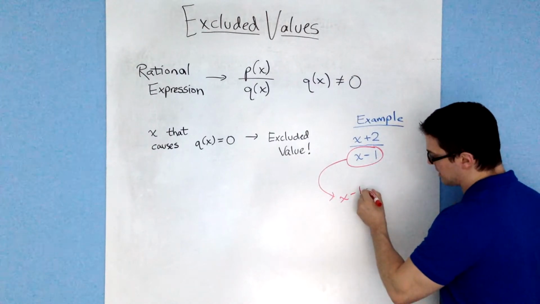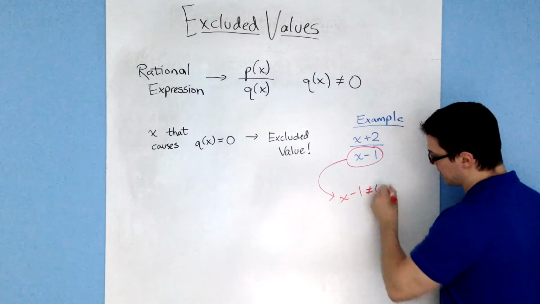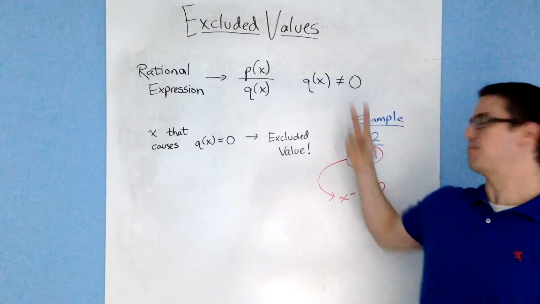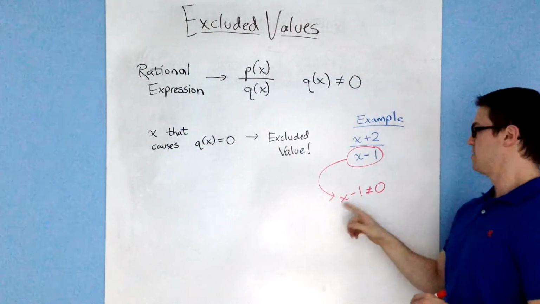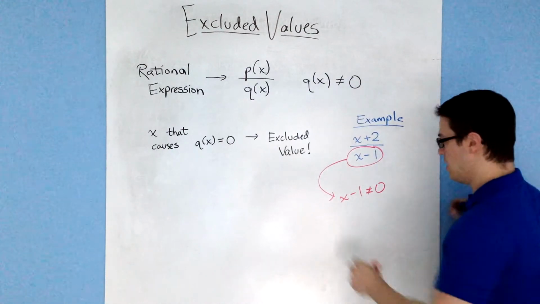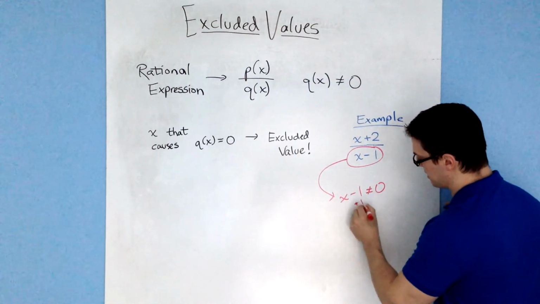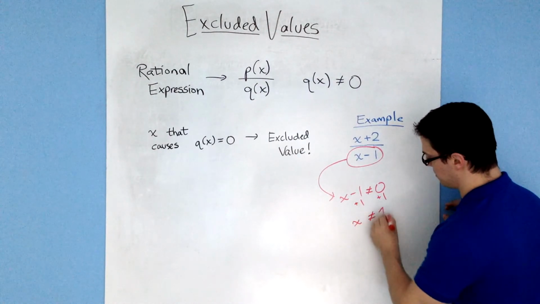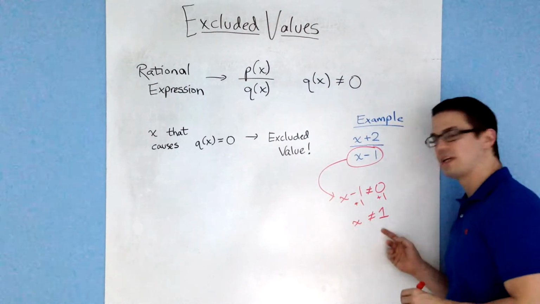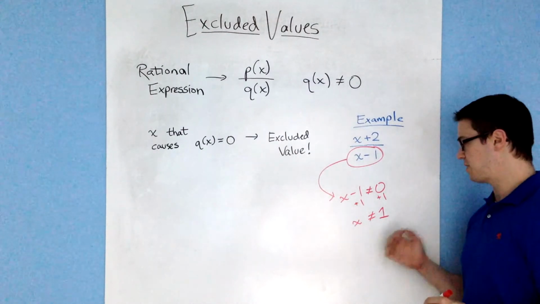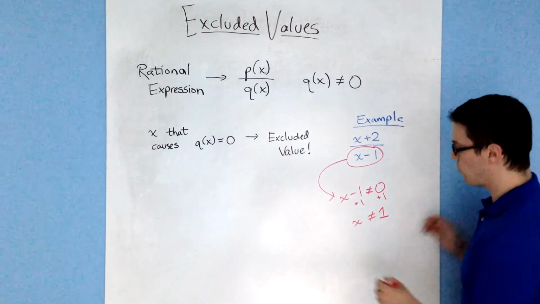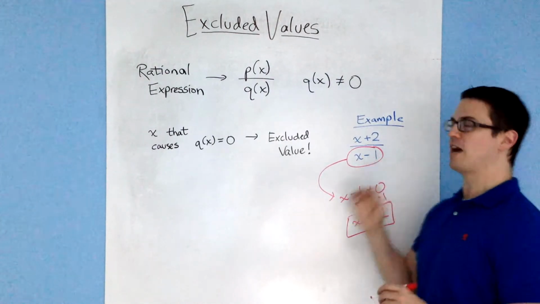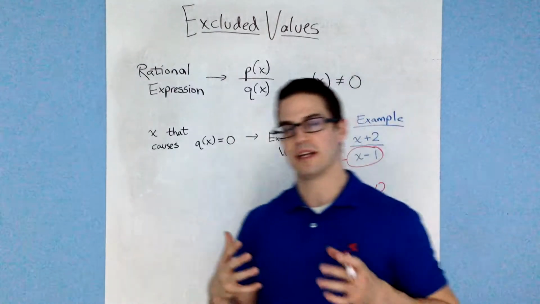So I'm going to say that this x minus 1 cannot be equal to 0, because by our definition of rational expressions, the denominator cannot be equal to 0. This little symbol means cannot be equal to. Now I add 1 to both sides, and you end up with x cannot be equal to 1. So x being equal to 1 would be our excluded value, or you can just simply write x cannot equal 1. Because if you did, you'd be dividing by 0, and dividing by 0 is not allowed in math.